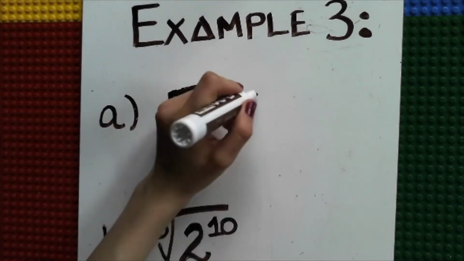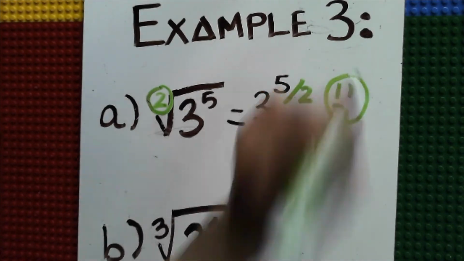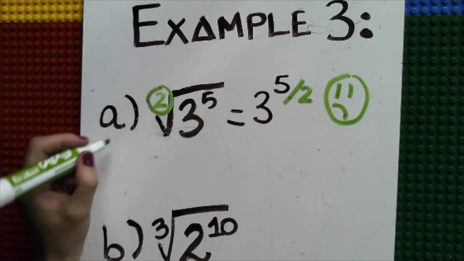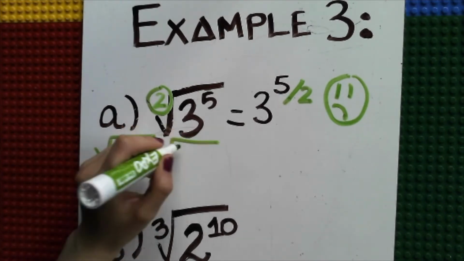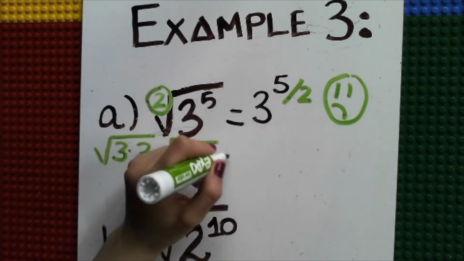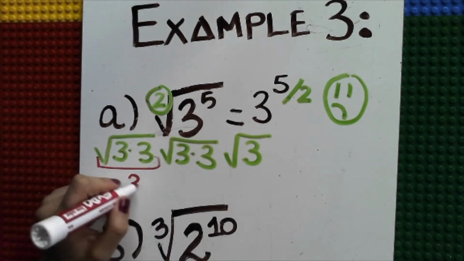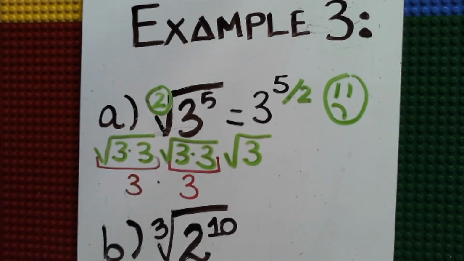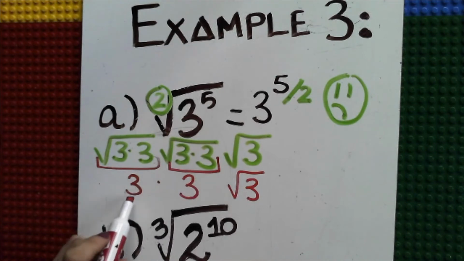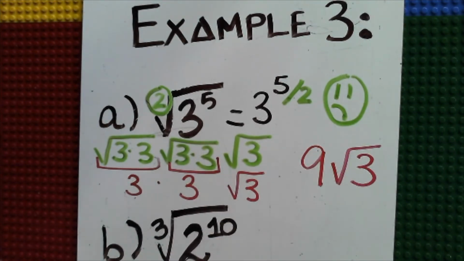Now let's take a look at the square root of 3 to the 5th. We can write this as 3 to the 5th divided by 2. But the problem here is that I can't really simplify that with a whole number. So I'm going to try writing out 3 times 3 times 3 times 3 times 3, making groups of 2 since my index is 2. When I do, I see that 3 times 3 is 9 and the square root of 3 remains. So my answer is 9 root 3.